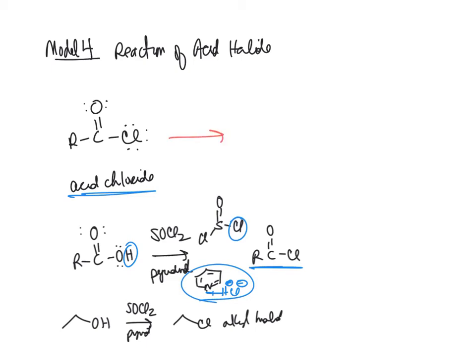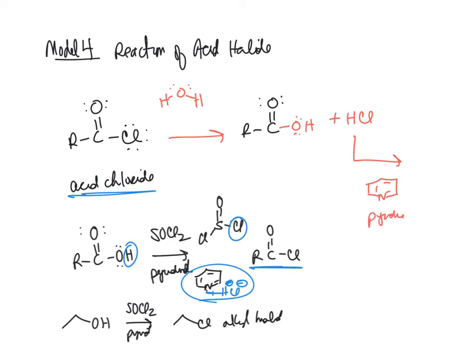So if you react an acid chloride with water, then you're going to get the carboxylic acid and HCl. And that's what they're showing you. If you put in pyridine here, it will become pyridinium chloride.